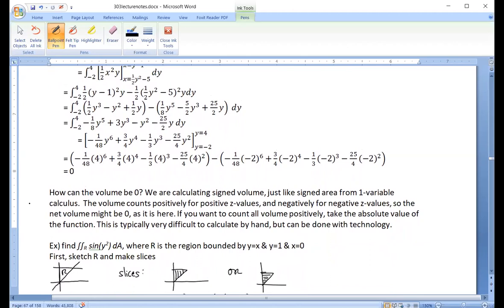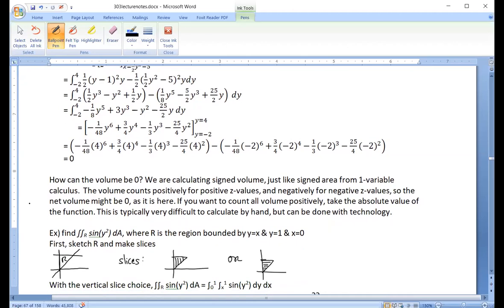Every slice is contained in the region, and in each case, you've always got the same function on top and the same function on the bottom for each slice. So let's try the vertical slice choice. The vertical slice choice gives us the integral. Every width is a delta x, which becomes dx. And the x values you can see pretty much by inspection.